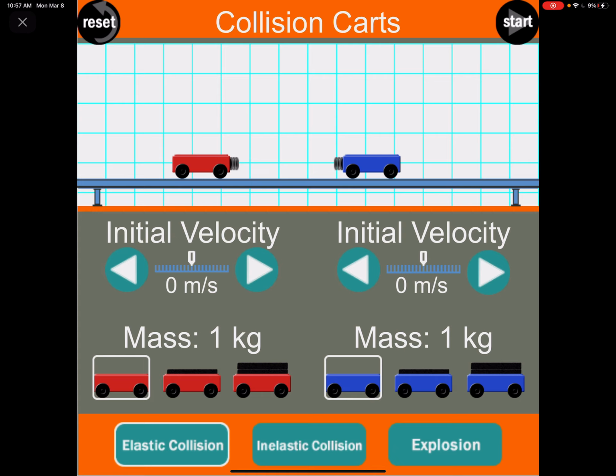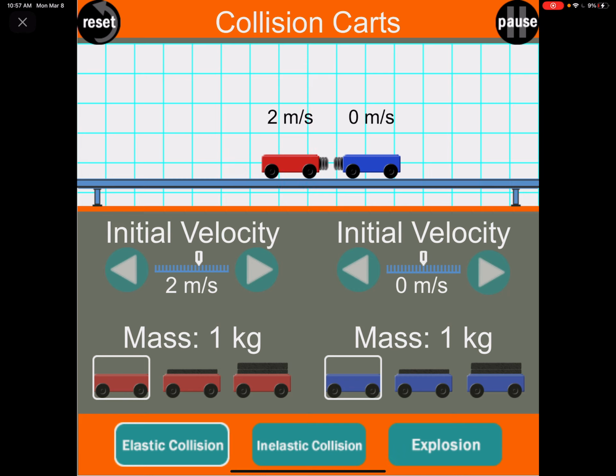So the red car is supposed to have an initial velocity of 2 meters per second. So I'm going to increase the velocity using these arrows, right? I'm going to set that at 2 meters per second, and the initial velocity of the blue car is 0, so that's already set. Okay, I'm going to hit start. They're going to move towards each other, and then I'm going to pause it right after the collision, okay?